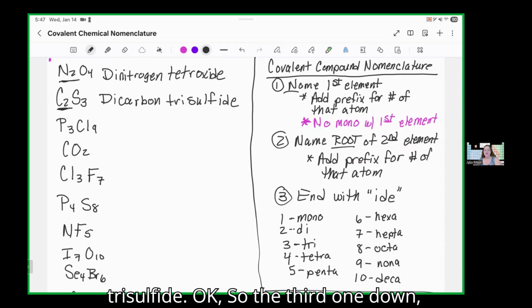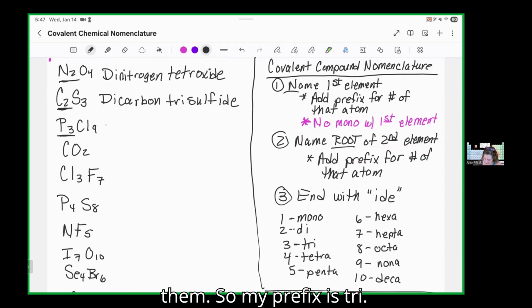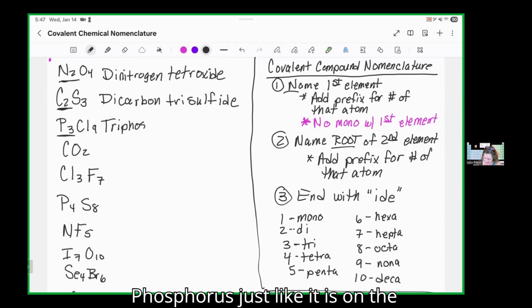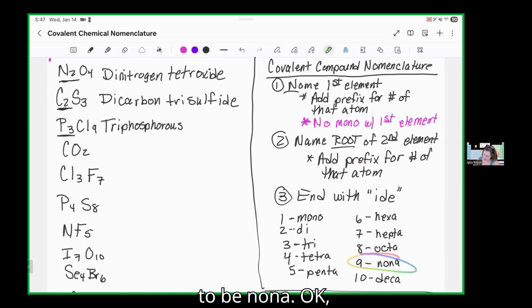Okay, so the third one down, I've got phosphorus. I've got 3 of them, so my prefix is tri. Phosphorus, just like it is on the periodic table. My second element root is going to be chlor. Its prefix is 9, so it's going to be nona. So nona, chlor is the root, end in ide.